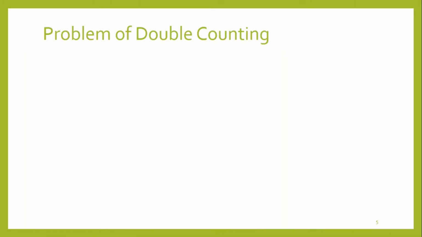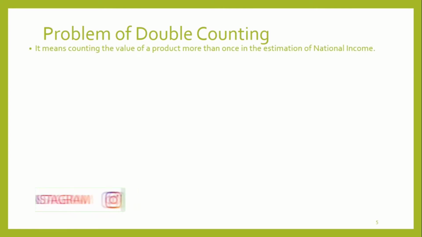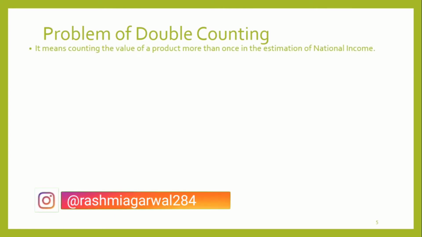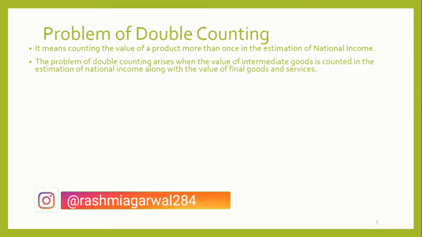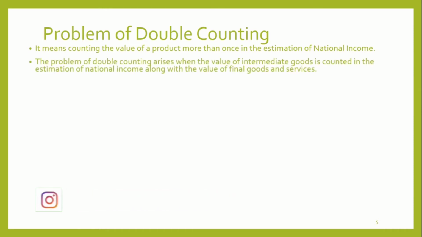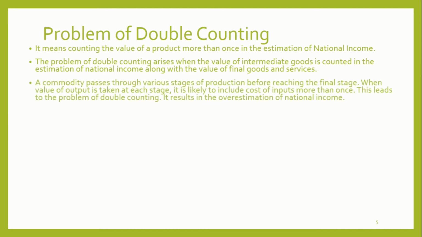Problem of double counting. It means counting the value of a product more than once in the estimation of national income. The problem of double counting arises when the value of intermediate goods is counted in the estimation of national income along with the value of final goods and services.